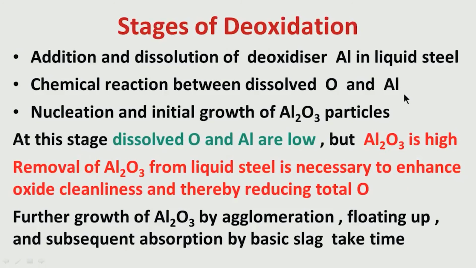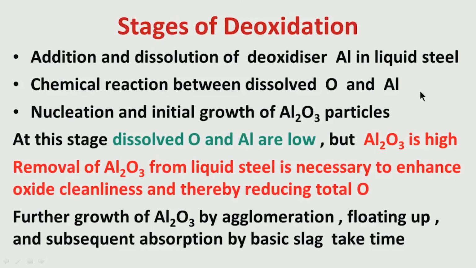So, finally, what happens? What is the reaction product? If it is aluminum, it is alumina. So, alumina will be nucleated and there is some inclusion growth of these alumina particles, initial growth of these alumina particles. First there is nucleation of alumina and there is initial growth of these alumina particles. These three steps take place very fast, maybe within 2 or 3 minutes all these stages are over.